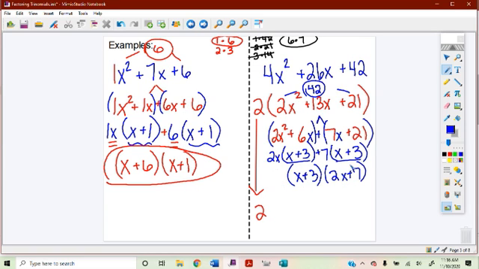So that is the take 3, make 4 factorization, but you can't forget that you had a 2 that you factored out from the beginning. So the 2 has to be included with this as a part of your answer. So you leave the 2 like that, and then you bring the rest of it down. x plus 3, 2x plus 7.